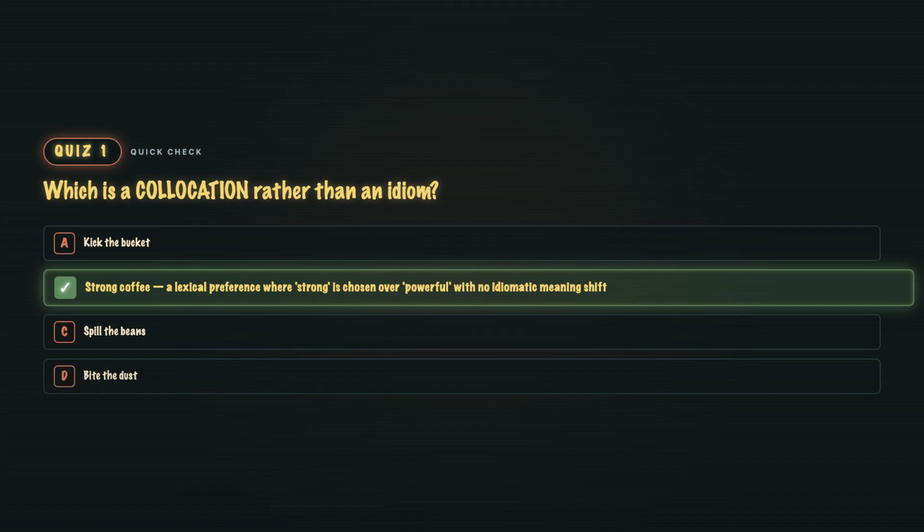B. Strong coffee is compositional. It really is coffee, and it really is strong, but lexically constrained. English never says "powerful coffee." The other 3 options are idioms, non-compositional whole meanings.